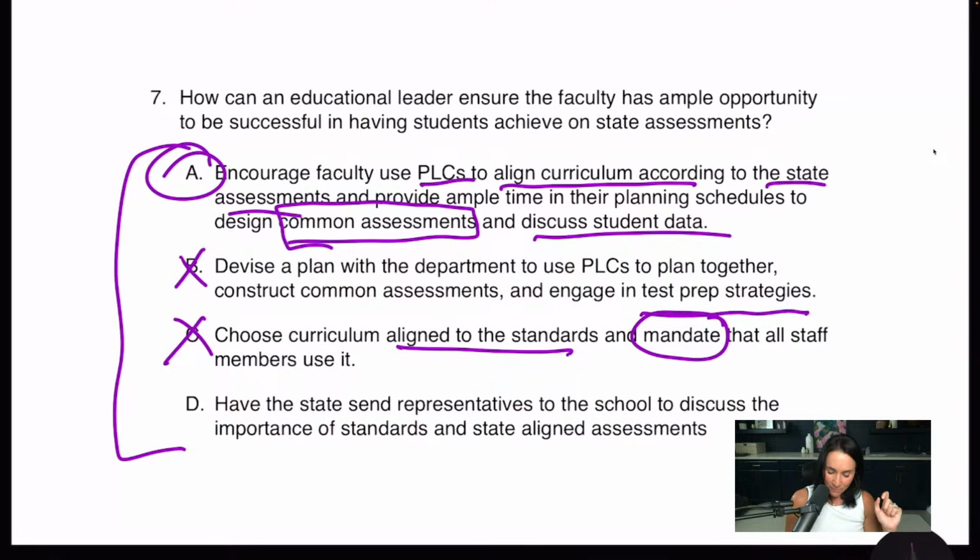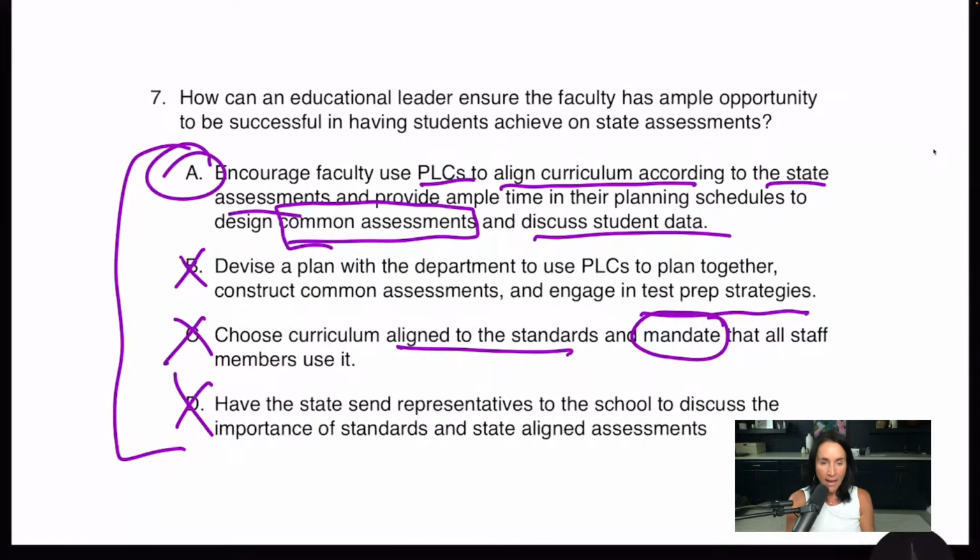D, have the state send representatives to the school to discuss the importance of standards and state-aligned assessments. No, we're not eliciting outside help. We handle it in the school. And the state probably isn't going to send any representatives. And I can tell you, teachers do not want state representatives in their classroom because they're not educators. So we don't really take a lot of what they have to say very seriously.